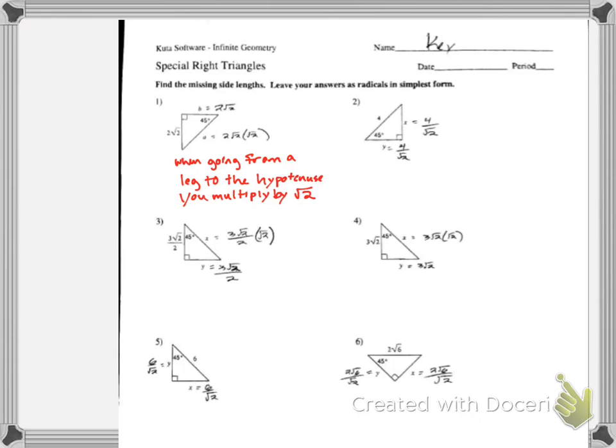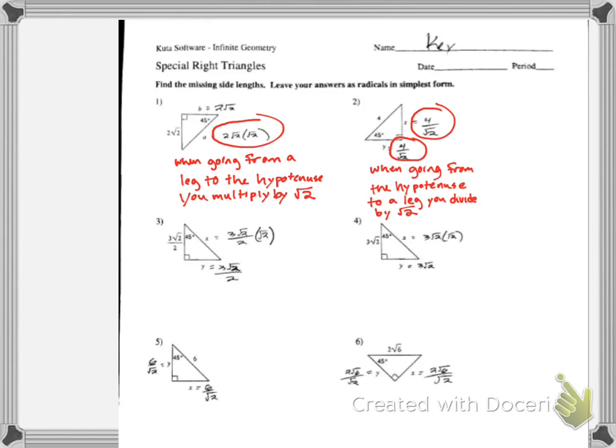So when going from a leg to the hypotenuse, you multiply by the square root of 2 because the hypotenuse is longer. And what if you go from the hypotenuse to a leg? Well, that's when you divide by the square root of 2. So here are two examples. The circled responses are me multiplying by the square root of 2 in parentheses, or dividing by the square root of 2, as you see in number 2.